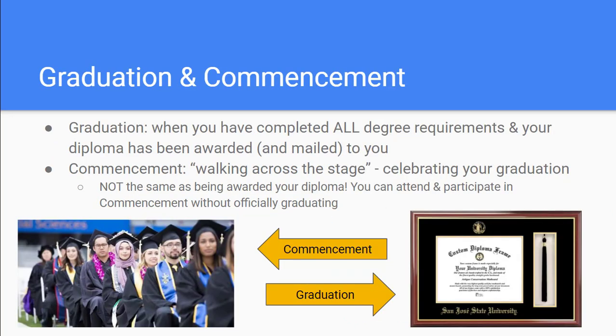Many students tend to get graduation and commencement mixed up. To ensure that we're on the same page for the presentation and this workshop, let's clarify this distinction. Graduation occurs when you've completed all your degree requirements and your diploma has been awarded to you. Your status on My Progress will be degree awarded and your physical diploma will be mailed to you. Commencement, on the other hand, is a celebration of graduation. It's when you walk across the stage and attend the commencement ceremony.